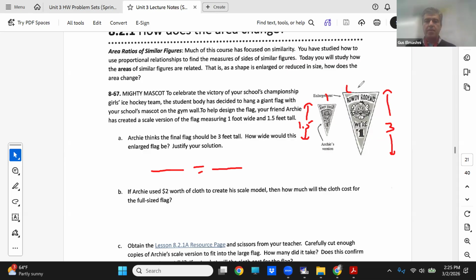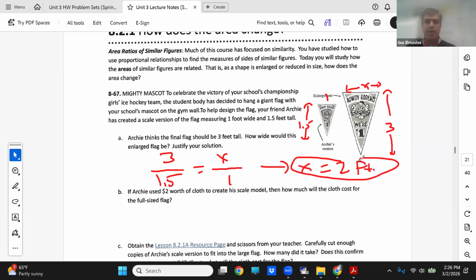3 over 1.5. Yeah, exactly. You compare the height of the real flag to the model flag or replica flag. And then of course you do x over 1. That's very easy. Solve for x, you should get 2. So it's 2 feet. So this is just review of proportions. You guys know this, right? Similar triangles, a lot of that stuff.